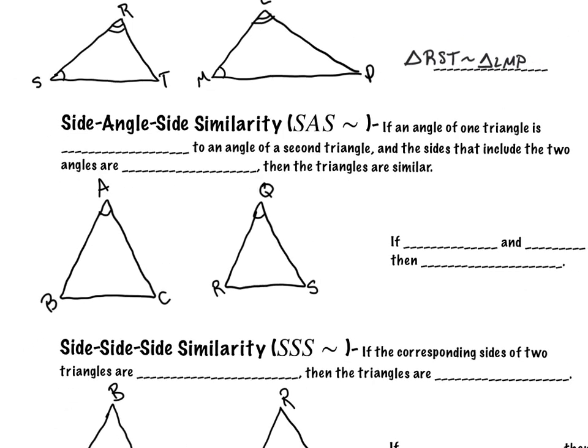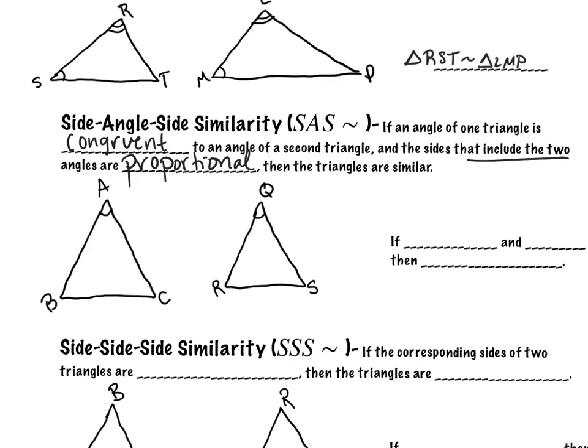So side-angle-side says if an angle of one triangle is congruent to an angle of the second triangle, and the sides that include the two angles are proportional, then the triangles are similar.